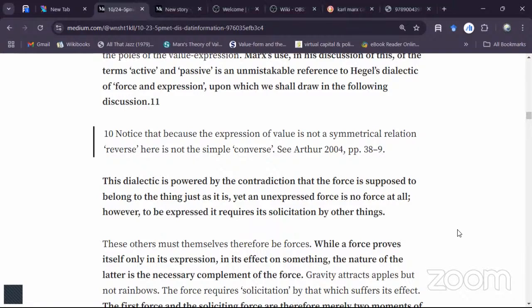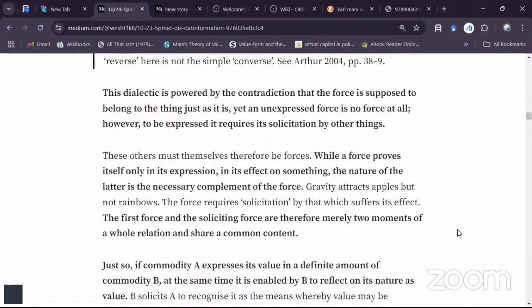So there is a kind of actualization, as it were. Hegel doesn't talk about it in that way, but in fact that's kind of what is going on, particularly as other people pick up on this set of ideas. These others must themselves therefore be forces, while a force proves itself only in its expression, in its effect on something. The nature of the latter is the necessary complement of the force. So, all the way back to the cliche, gravity attracts apples but not rainbows. The force requires solicitation by that which suffers its effect. The first force and the soliciting force, two forces, are therefore merely two moments of a whole relation and share a common content.